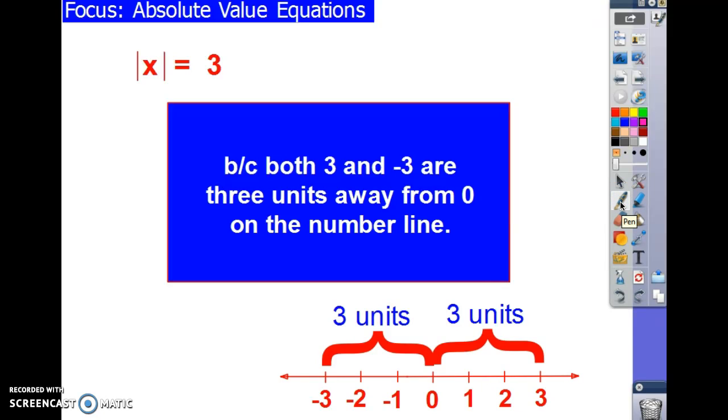Because both 3 and negative 3 are 3 units away from 0 on the number line, we can say that x will be equal to both of these values, 3 and negative 3. So how do we get that? Because we know that x can be equal to 3 or negative 3, because of knowledge of absolute value, we can set x equal to negative 3 and x equal to positive 3. And that's what we're going to be doing in subsequent problems.